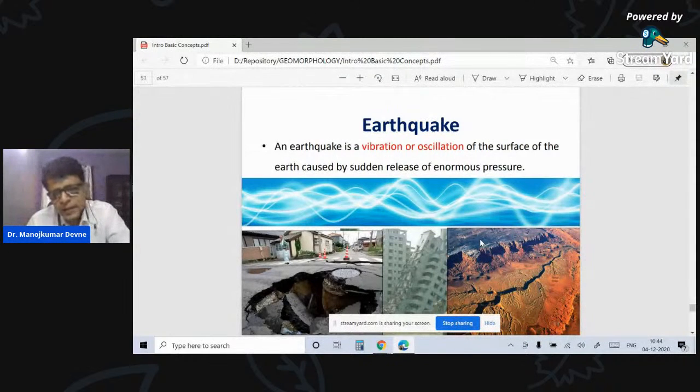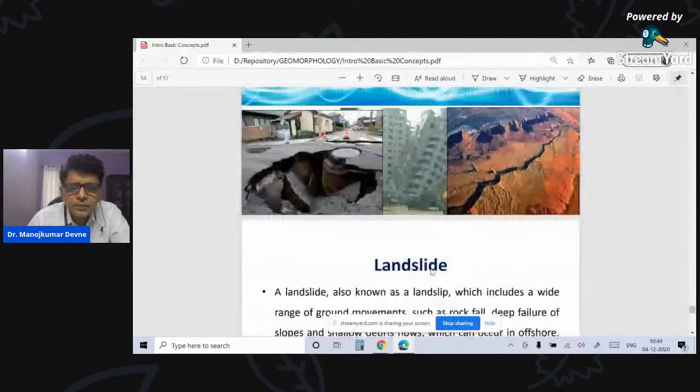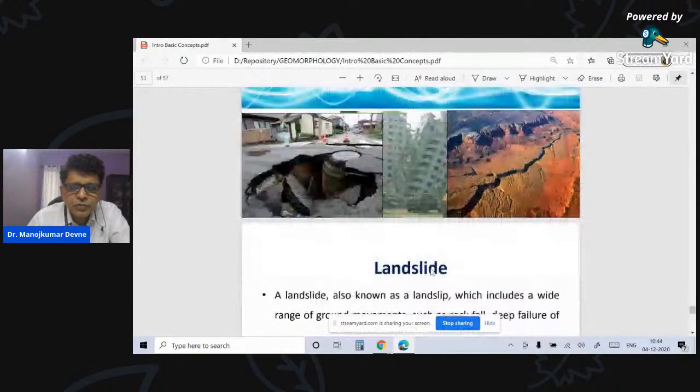You see that you have this huge crack that has developed. Now this scale is huge, let me tell you. At that particular scale, it looks more like a river than a crack here. That's very interesting. You require enormous pressure for an earthquake to happen.